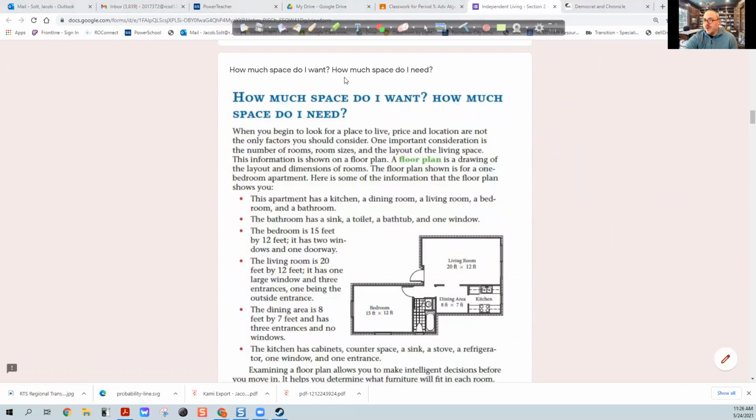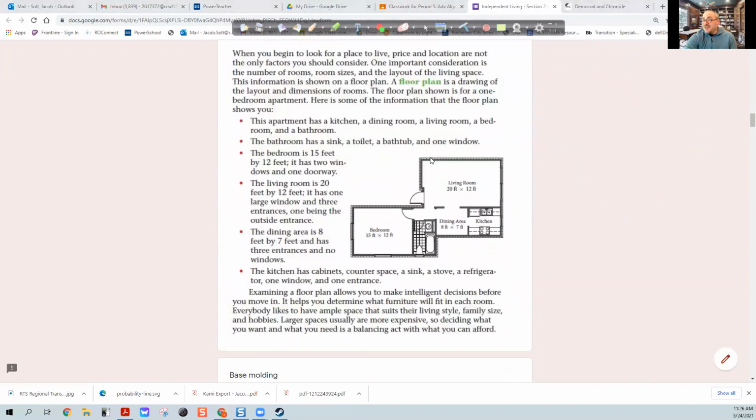How much space do I want? How much space do I need? All right. When you begin to look for a place to live, price and location are not the only factors you should consider. One important consideration is the number of rooms, the room sizes, and the layout of the living space. The information that is shown here is shown on a floor plan.